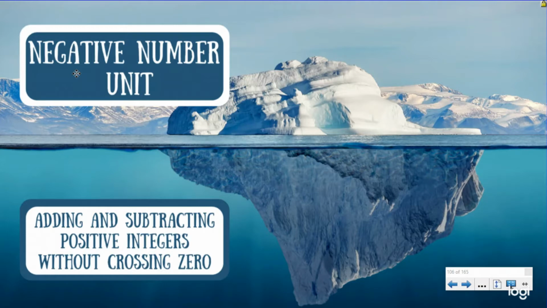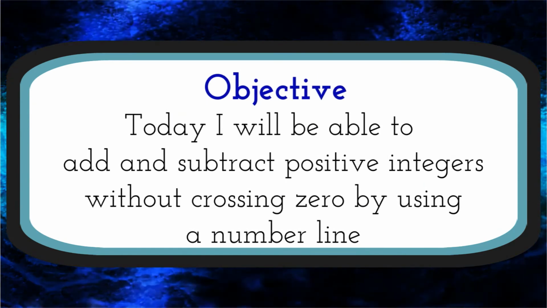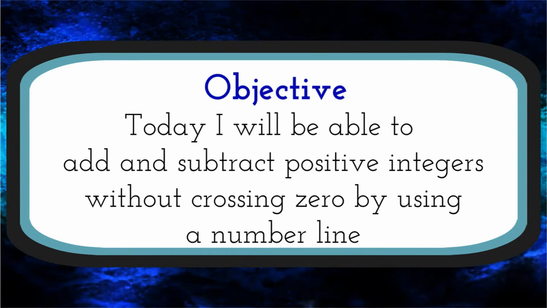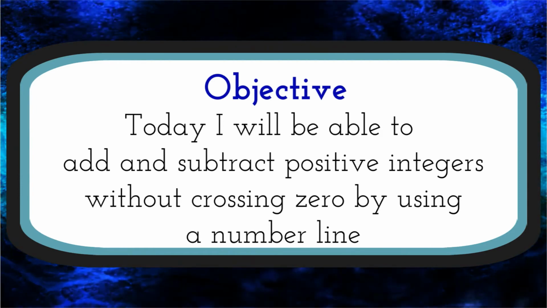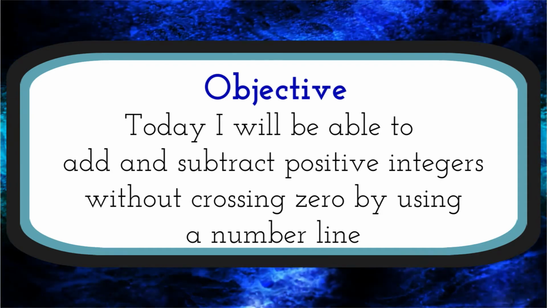Today we're going to be adding and subtracting positive integers without crossing zero. So let's dive under the water and see what our objective is today. Our objective today: I will be able to add and subtract positive integers without crossing zero by using a number line. So everything we're going to be doing today is on a number line so that we can conceptually understand what's happening before we teach you the shortcuts.